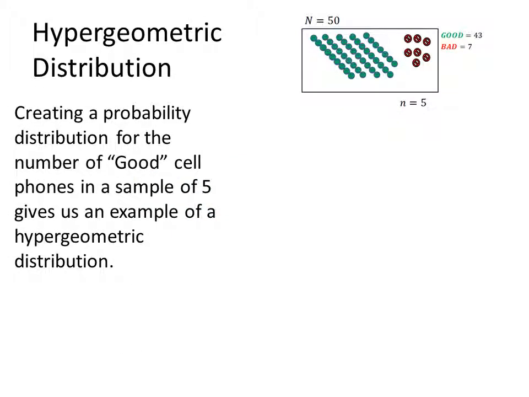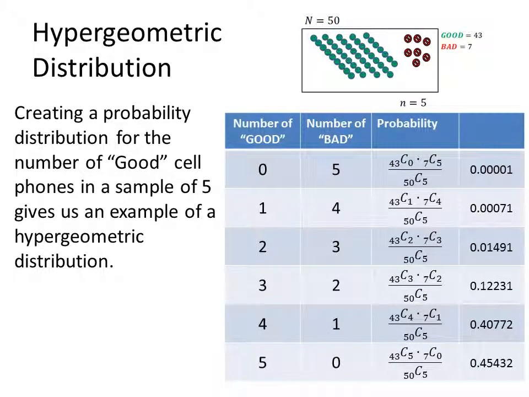Now, if we make a distribution of all the possible numbers of good and bad, this is what we call a hypergeometric distribution. For this situation, here it is. Notice that getting a sample that contains 0 good ones, although it's possible, is very unlikely. And the likelihood goes up as the number of good ones increases. This is an example of what we would call a sampling distribution for this situation.